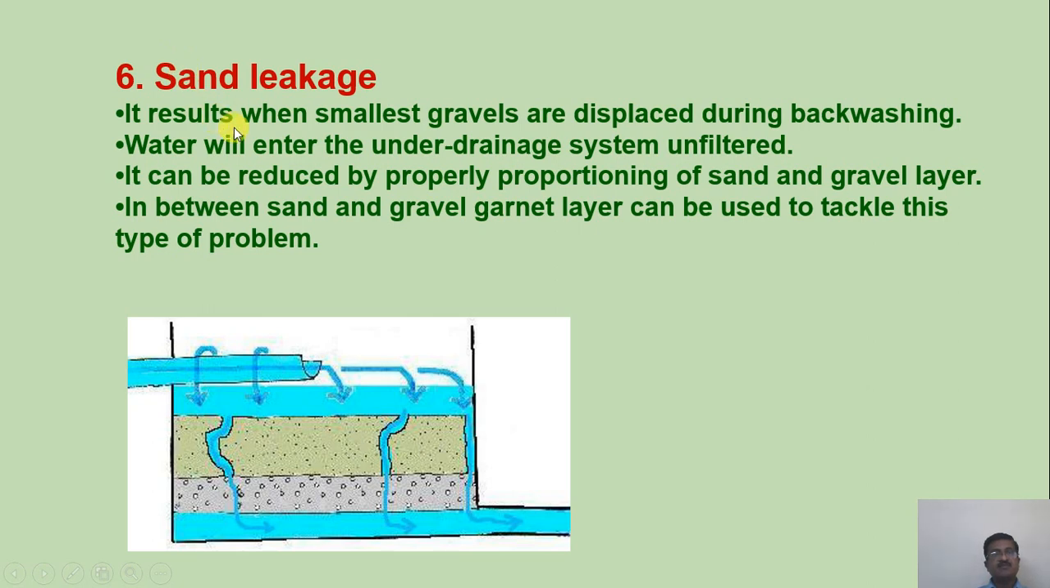Sand leakage results when the smallest gravels are displaced during the backwashing. Water will enter the under drainage system unfiltered. It can be reduced by properly proportioning the sand and gravel layers. In between the sand and gravel, a garnet layer can be used to tackle this type of problem. Sometimes in the backwashing, because of the disturbance of this sand layer, leakage of the sand may take place through the gravel layer, and we get the worst effects on the effluent side.